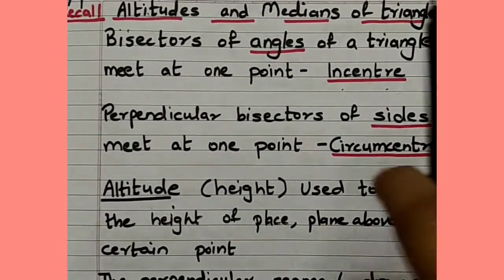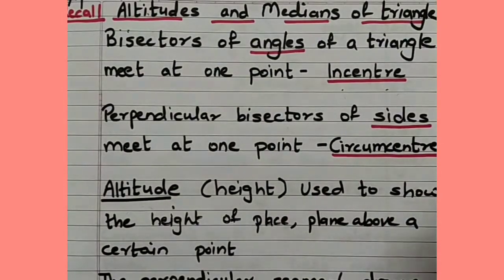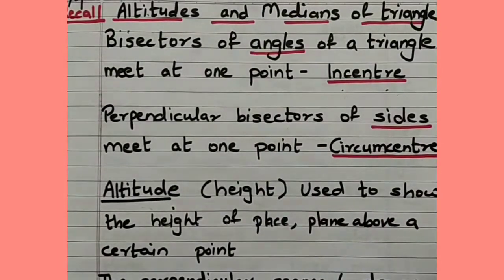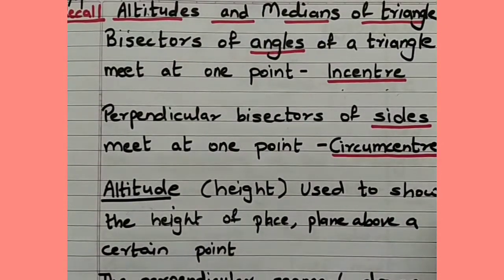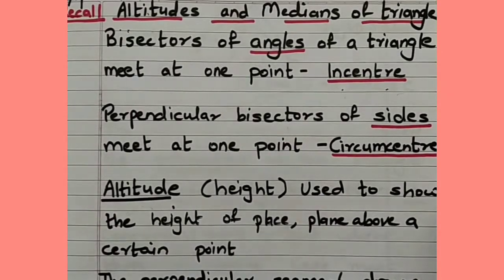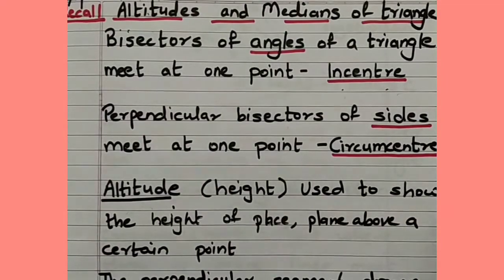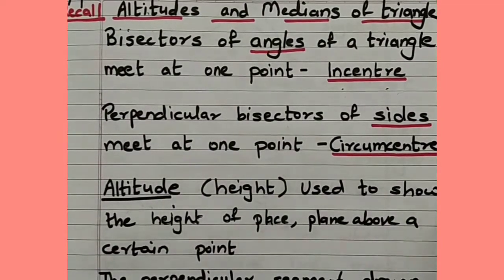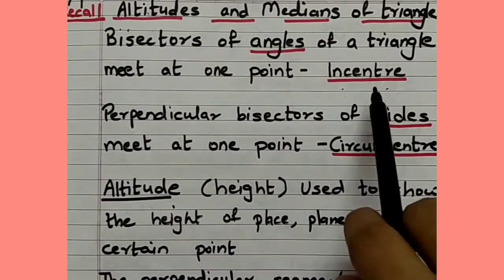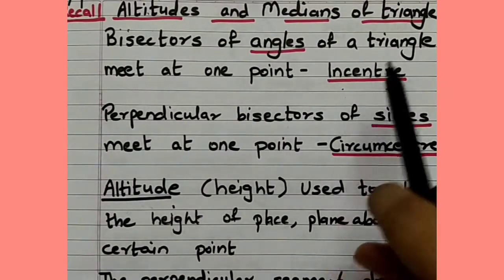Now angle bisector, as I told you, there are three angles in a triangle, so each angle is going to be divided into equal parts. The line which divides this angle into equal parts is known as the angle bisector. As there are three angles, there will be three angle bisectors and they will meet inside the triangle at a point which is known as the incenter.